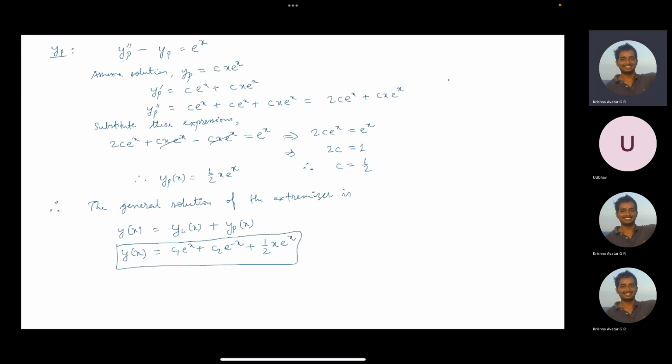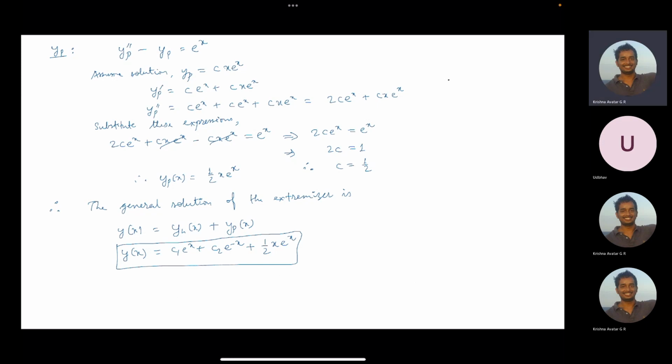Now I have copied the results from there, and I have taken some part just to give you the overall process. And yp prime of x is equal to c e to the power x plus c x e to the power x, and yp double prime is c e to the power x plus c e to the power x plus c x e to the power x.